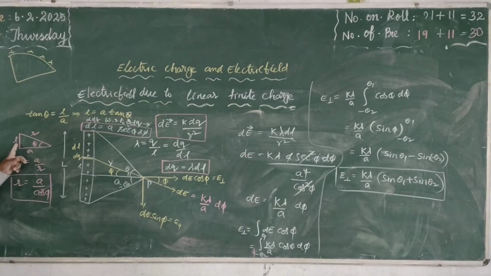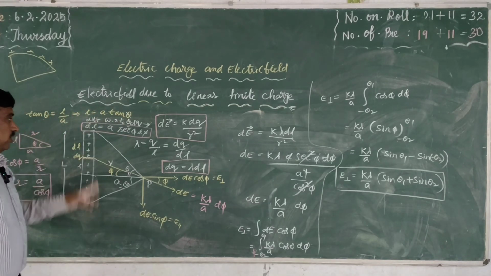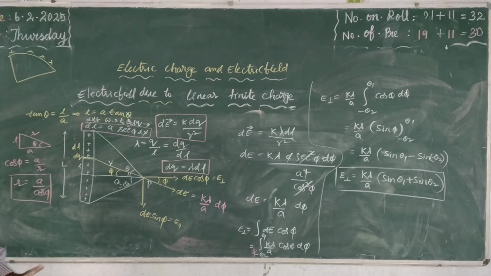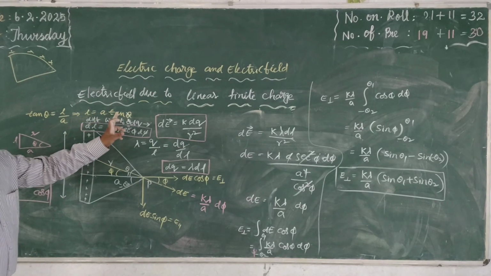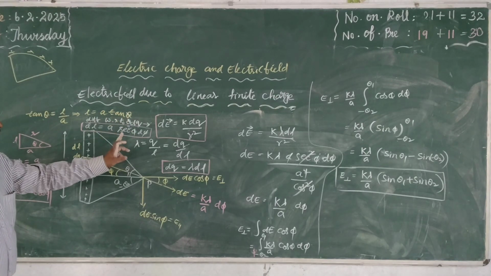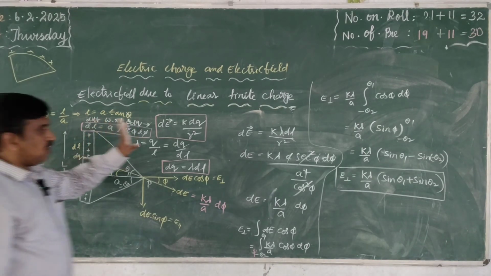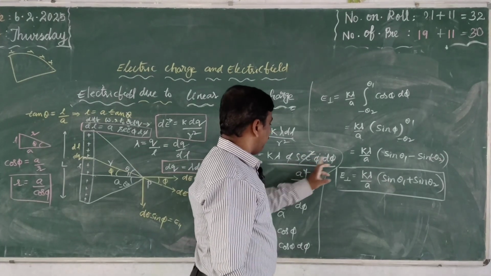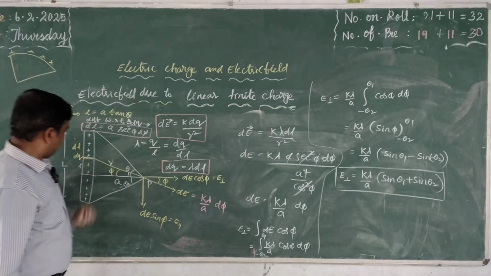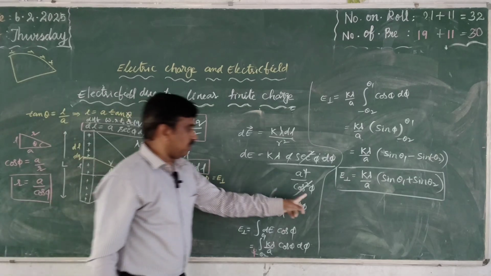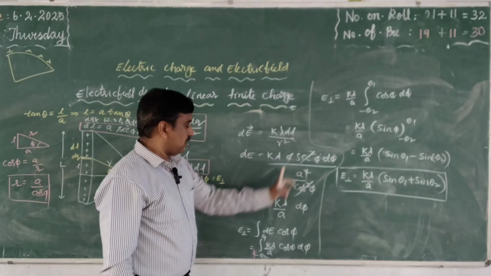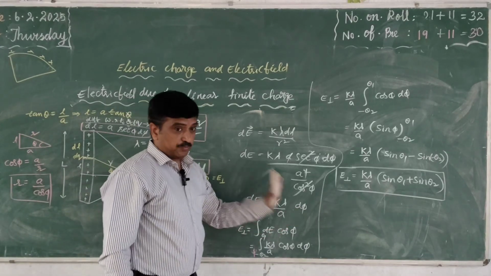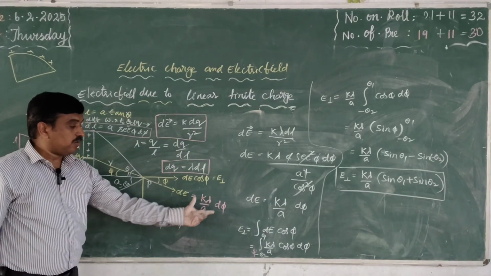From this we can write tan theta, which means opposite by adjacent, l by a. So l equals a tan phi. Differentiating with respect to phi, dl equals a times the derivative of tan, which is secant square phi d phi. So instead of dl we write a secant square phi d phi. And r is a by cos phi, so cos square by a square. Cos square and secant square cancel, a cancels. What we get is dE equals k lambda by a d phi.